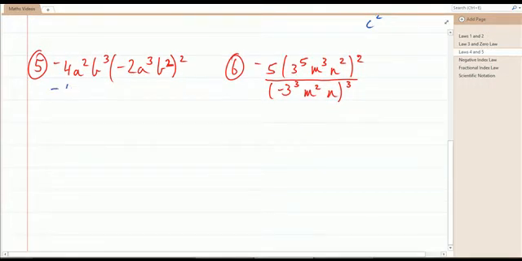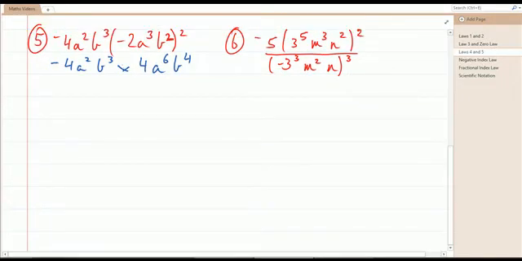So we're not going to do anything with this stuff out the front for the moment. And in the brackets, -2 times -2 is 4, and then a to the power 6 and b to the power 4, and using our law 1 with multiplication, meaning we're adding the powers. Well, in this case, -4 times +4 is -16. 2 plus 6 is 8, and 3 plus 4 is 7. So that's our final answer there.